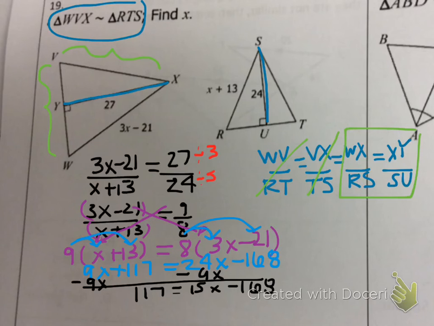Now that the x's are on the right side, we need to move the constants to the opposite, so always move what's not attached first. Add 168 to both sides. I'm running out of room. So if I add 117 and 168, I get 285, and that's equal to 15x. One last step to isolate the x, divide both sides by 15, and 285 divided by 15, you should get 19.